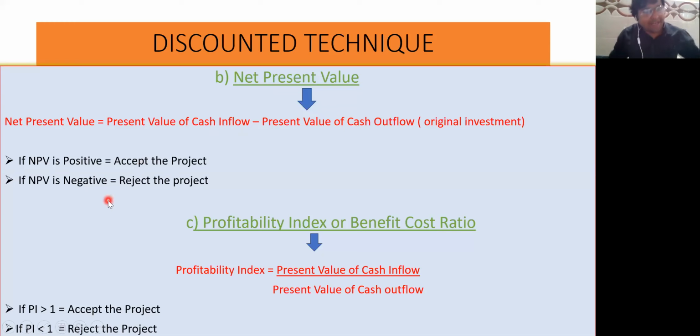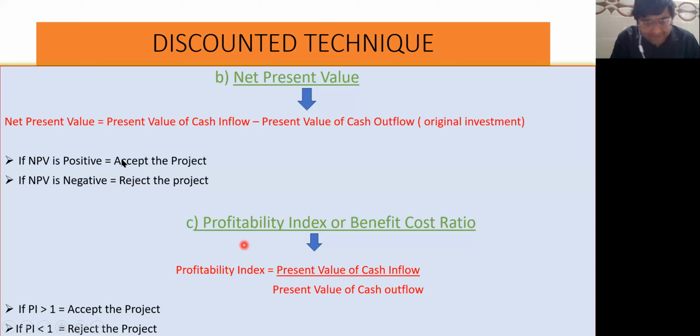And if your NPV is negative, then you have to reject it. Like if your present value of cash inflow is 10 lakhs and your investment is 12 lakhs, your NPV is negative because your outflow is more and your return, that is inflow, is less. So you don't have to accept that project. You don't have to invest in those projects in future. That is why we are making the plans, that is why we are doing the financial management. So this is NPV.